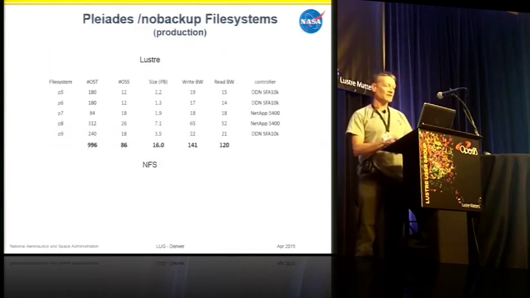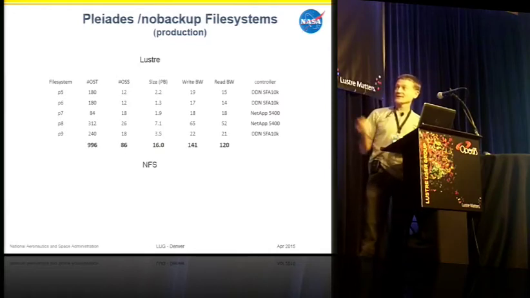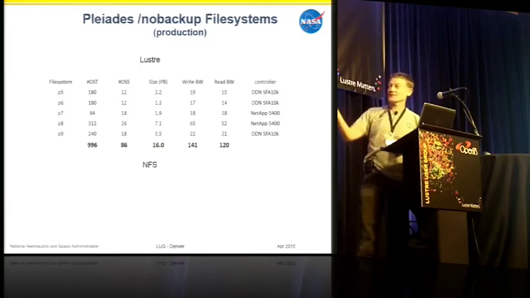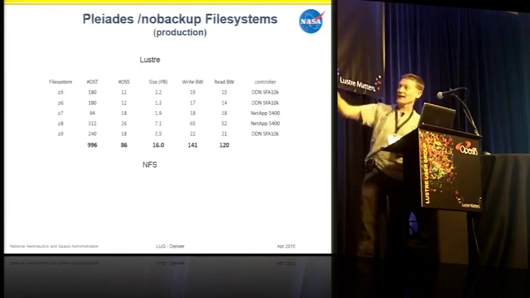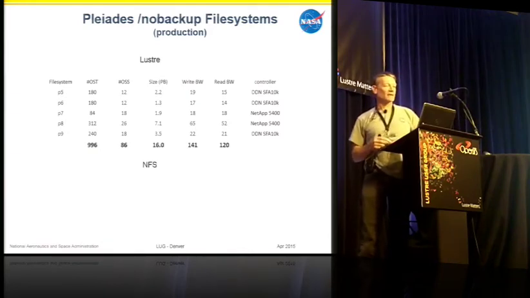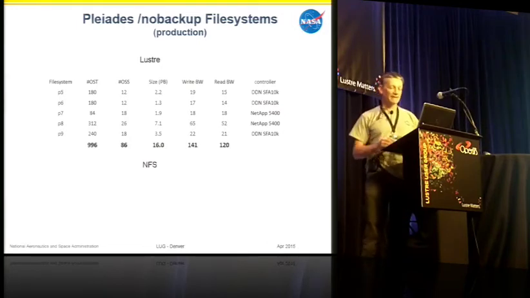So Lustre-wise, 996 OSTs, 86 OSSs, and those are the aggregate performance numbers. So we're getting about, these are measured, 141 gigabytes a second in write bandwidth and 120 in read.